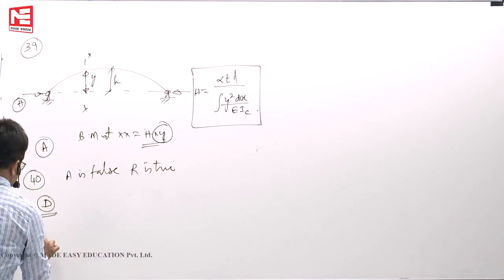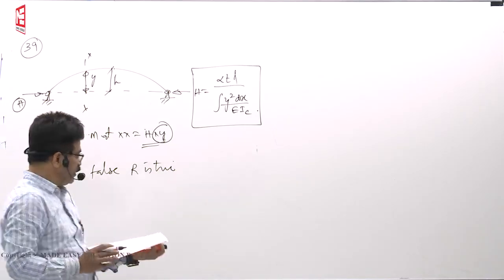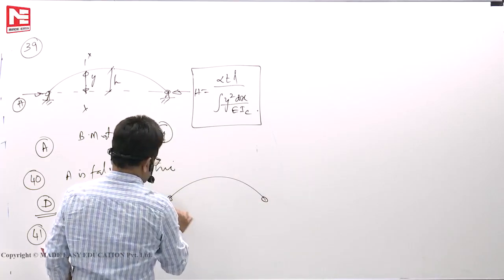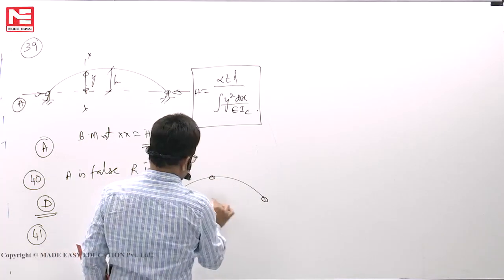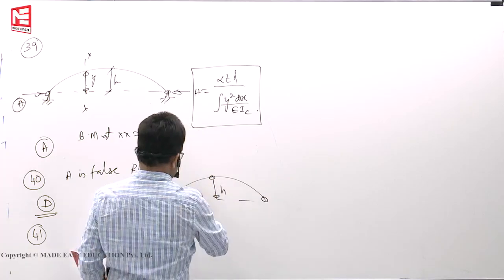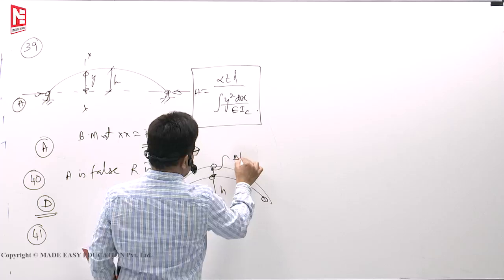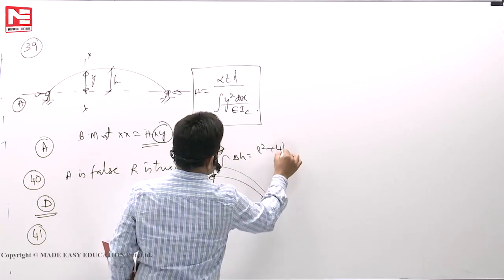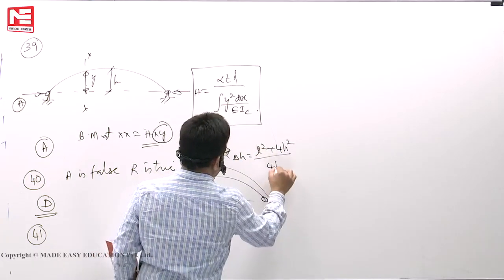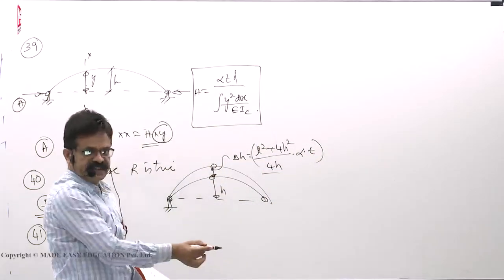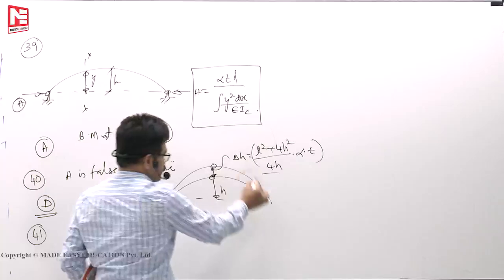Next, 41. Curved length increases, length of the arch means this one, right? This is some H, say. When you increase it, it will go here. This delta H I have given as L square plus 4H square by 4H alpha into T. So now the length of the arch increased, but horizontal thrust will decrease.